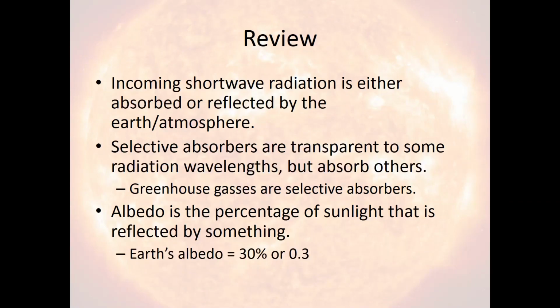So, just to review really quickly, incoming shortwave radiation is either absorbed or reflected by the Earth's atmosphere, approximately 70% absorption, 30% reflection. Gases can be selective absorbers, meaning they're transparent to some wavelengths, but absorbent to others. Greenhouse gases are a good example of this. Greenhouse gases are transparent to shortwave radiation, but they absorb long-wave radiation. And then finally, albedo is simply the percentage of sunlight that's reflected by something. Earth's albedo is around 30%.